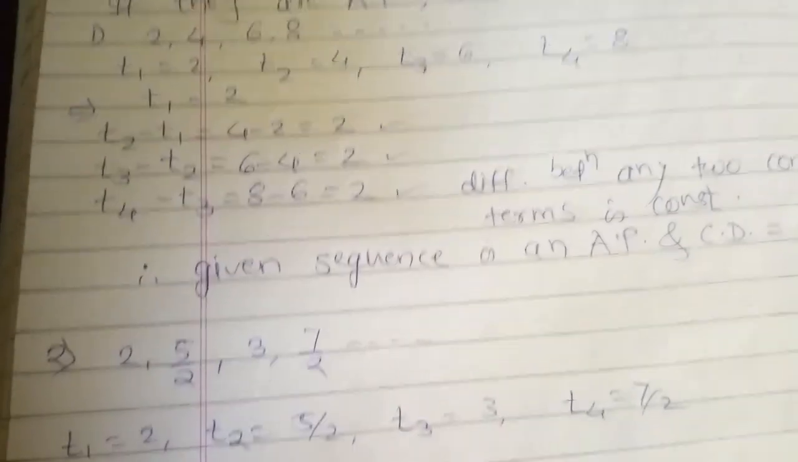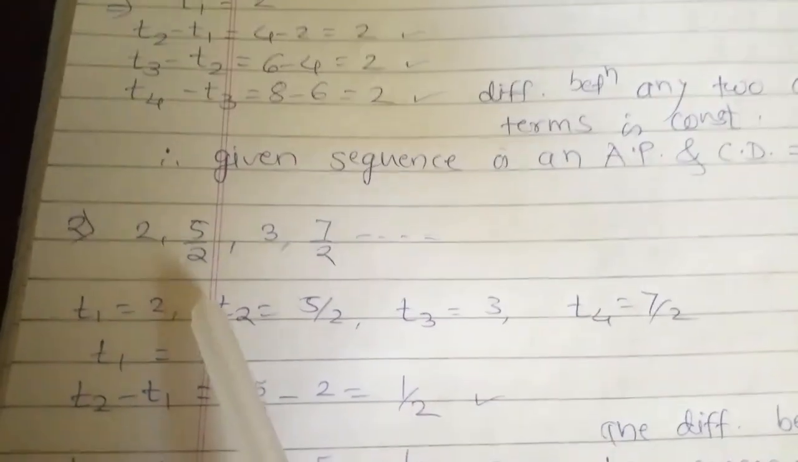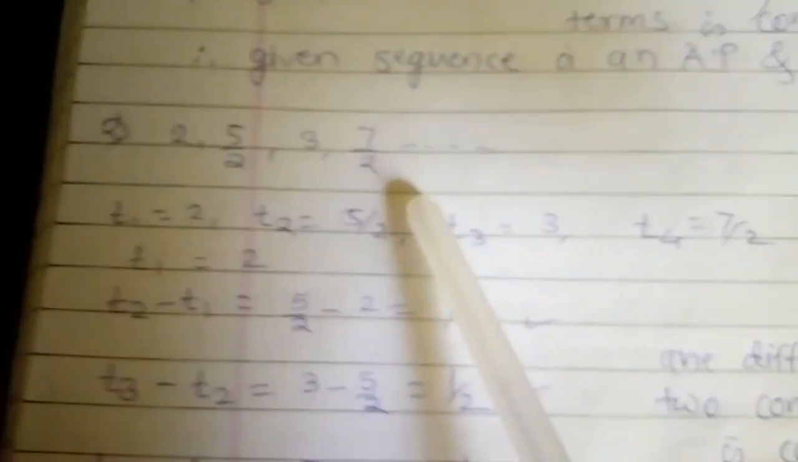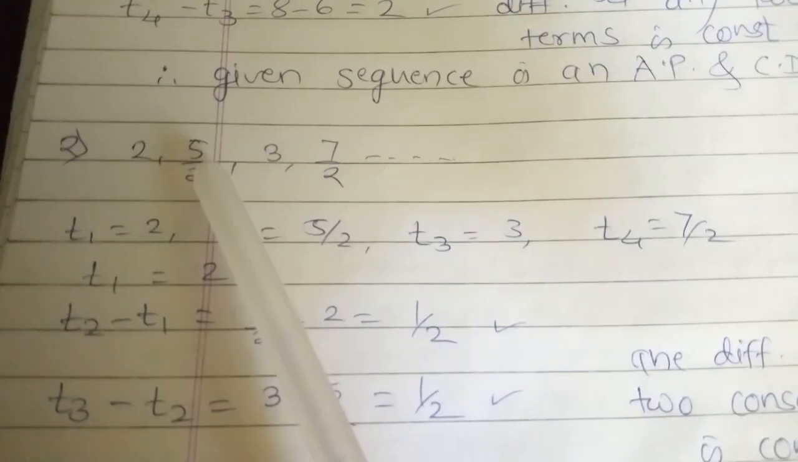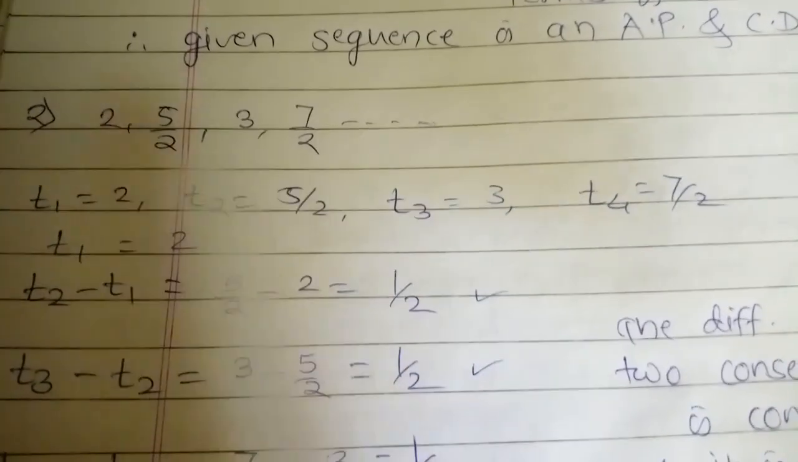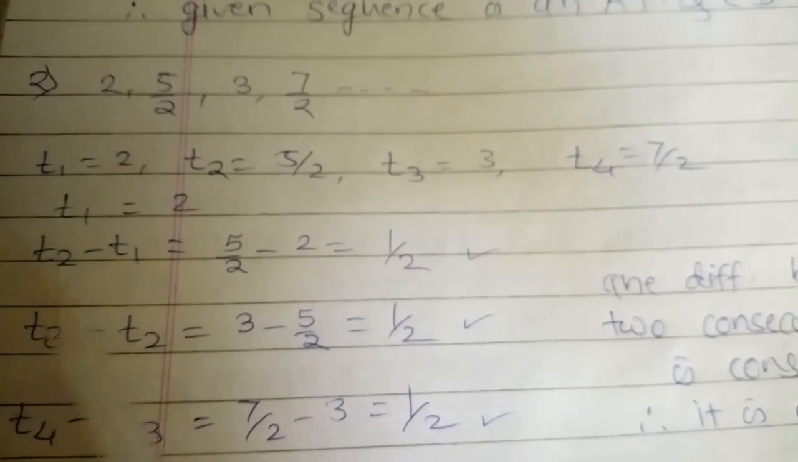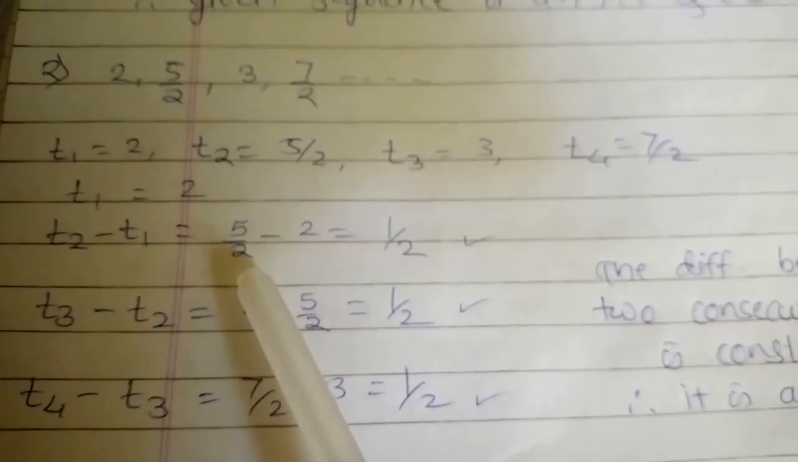Now we are going to see the second example, that is 2, 5 by 2, 3, and 7 by 2. So we have to find out whether it is an AP or not. So this is the first term, second term, third term, and fourth term. So we have to write down like this. After that, T2 minus T1, T3 minus T2, T4 minus T3. In this way we have to find out the difference.